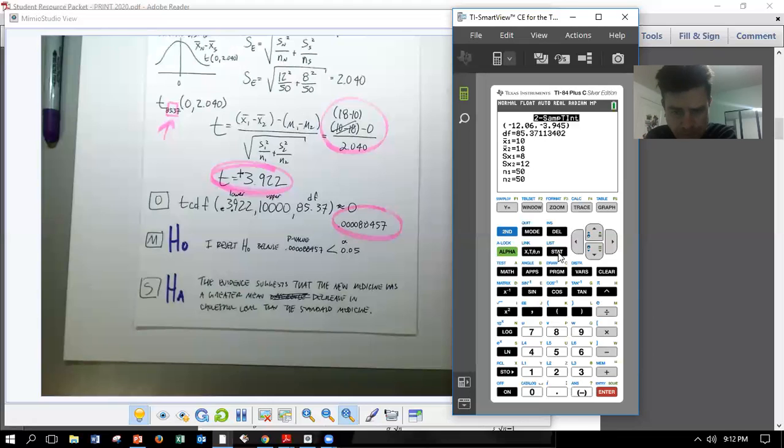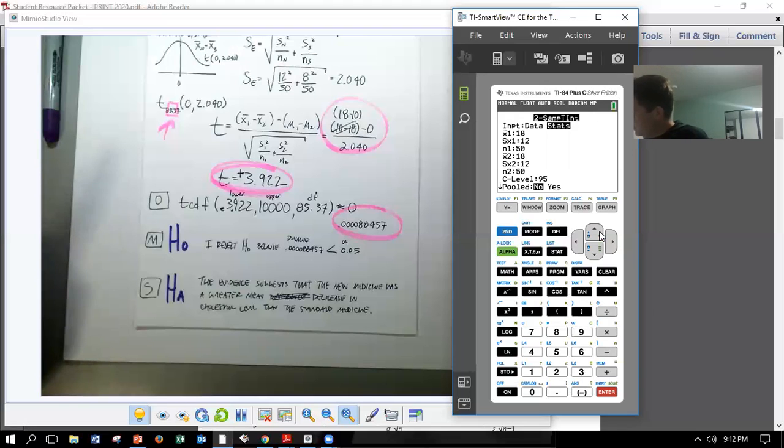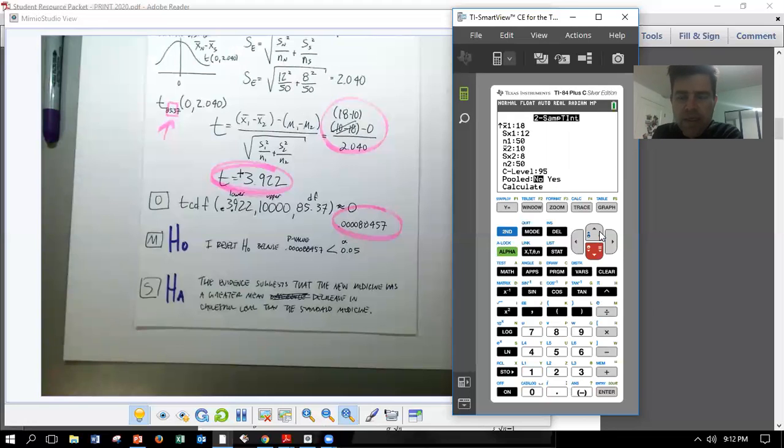If we were to switch, we can go to our 2 sample T interval, and maybe instead of doing the old drug first, we'll do the new drug first. So that would be my 18 and my 12, and that had 50. Then the standard drug of 10 and 8, right? So now we're comparing the new drug minus the standard, and we calculate it.